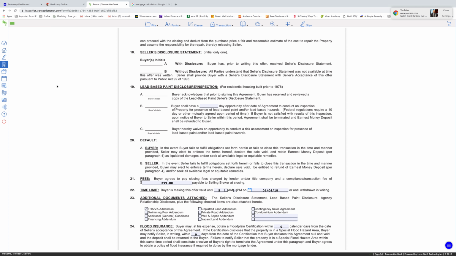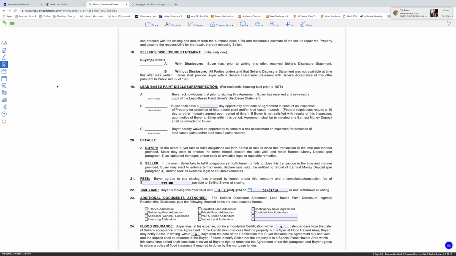Now, this disclosure is between a buyer and a seller. Agents are not supposed to be telling their clients how to fill out the disclosure, no suggestions, because this is strictly between the buyer and seller. If the seller is lying, there could be a lawsuit, and everybody's going to get sued no matter what, including the agents.